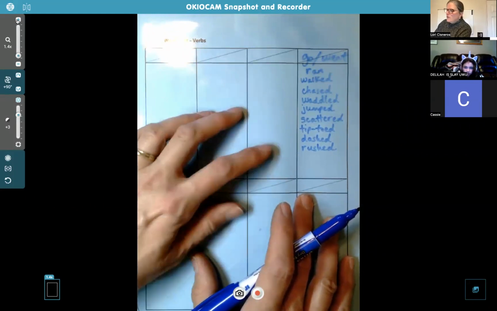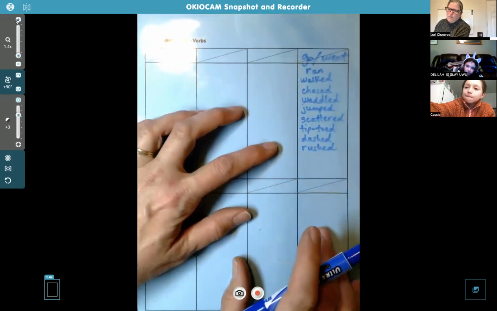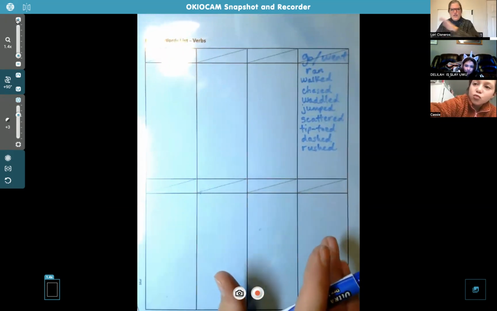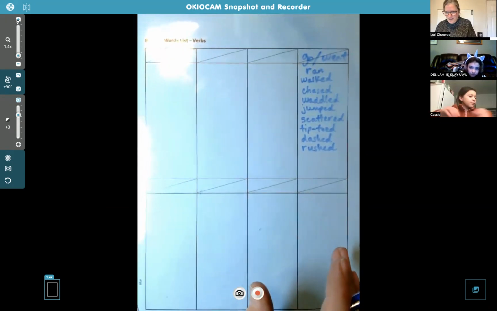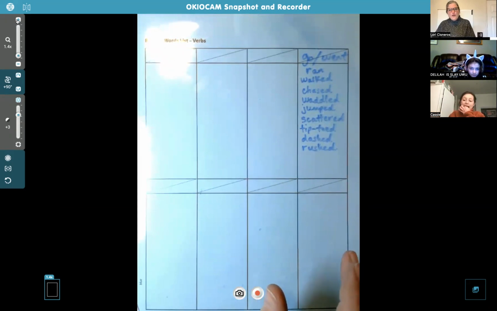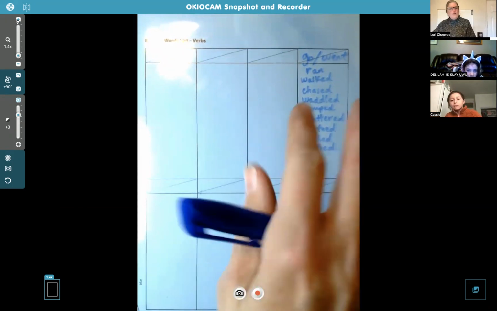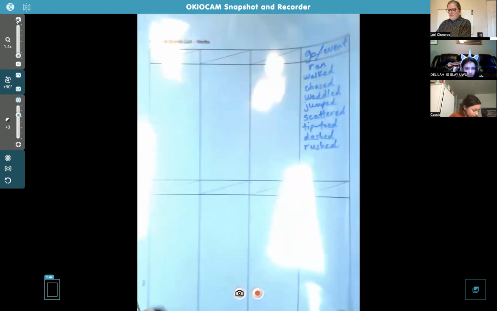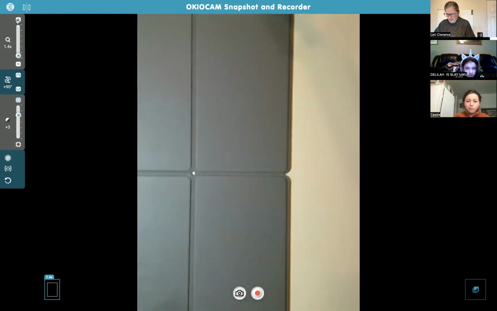Okay, so now that we've added go and went to our banned words list, that means you cannot use those words anymore in your writing. Because if you do, you'll get points taken off from your homework. So don't use go and went anymore. They're banned. All right, we're done with that page.